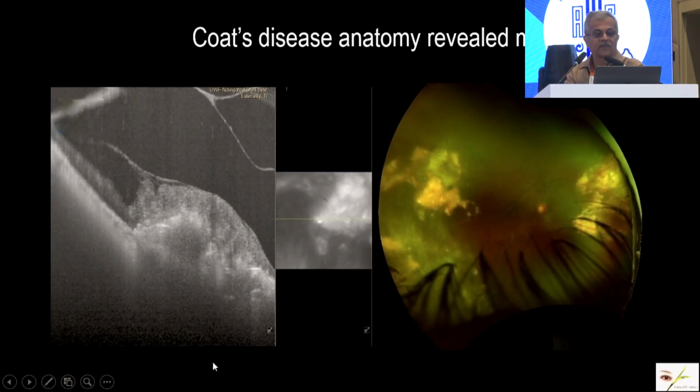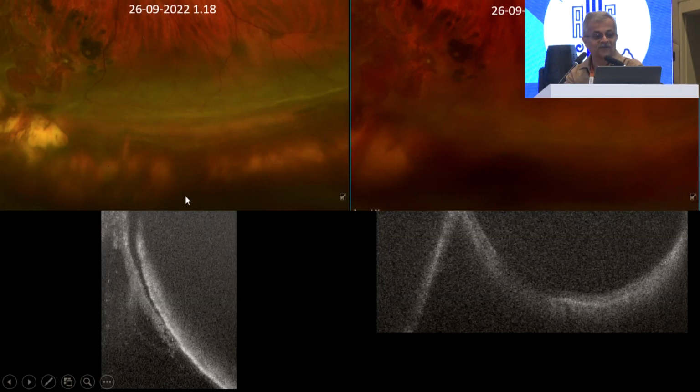Now, Coats disease, nobody has probably defined these abnormal vitreoretinal adhesions. This is the area where OCT is taken. So I think this would give us much more insight in many pathologies.